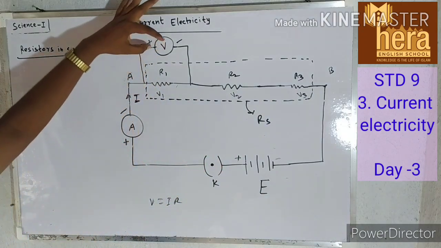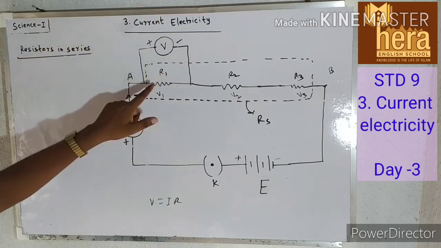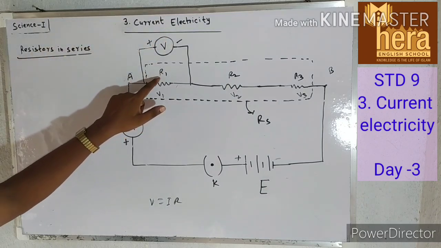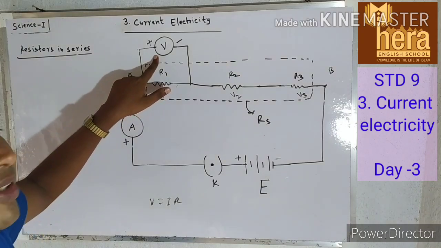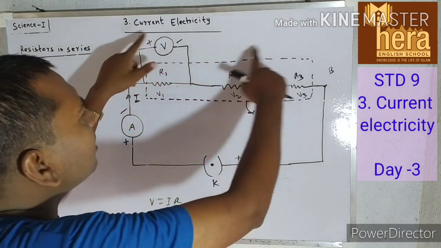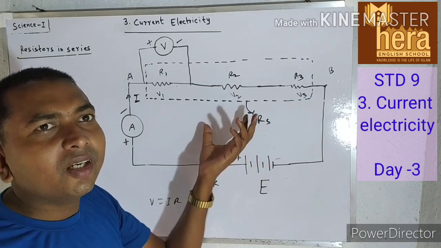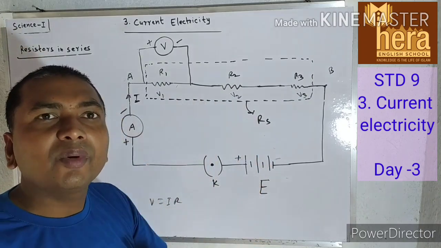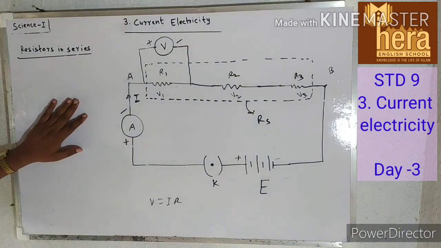There is also a voltmeter which is connected across the resistor R1, which measures the potential drop across R1. There is total resistance RS of the system, which are connected in series. These all you have to write in the language. Okay.